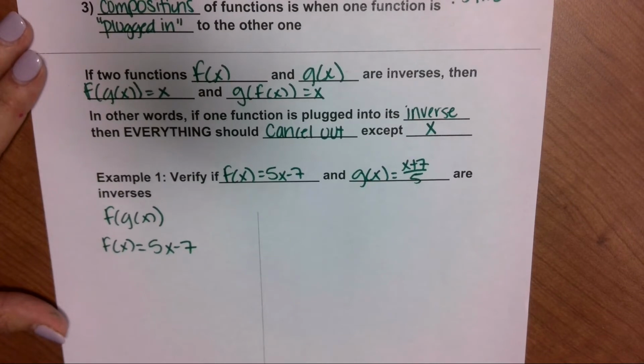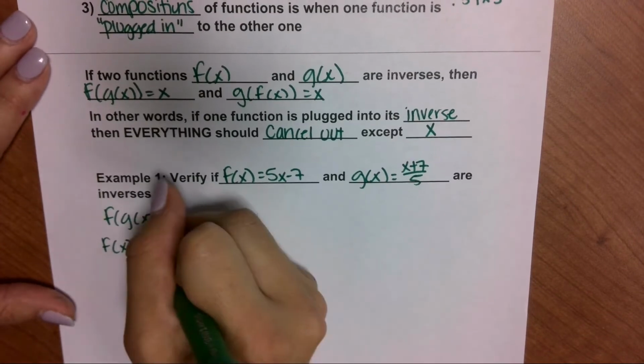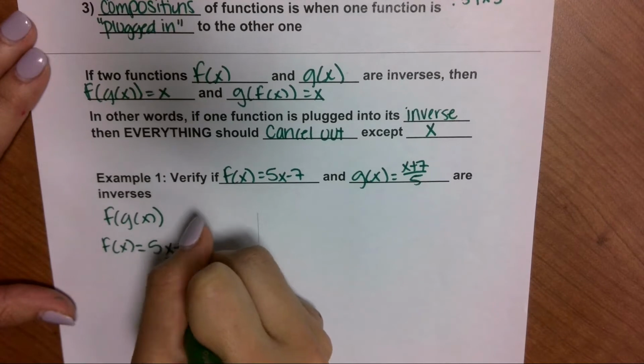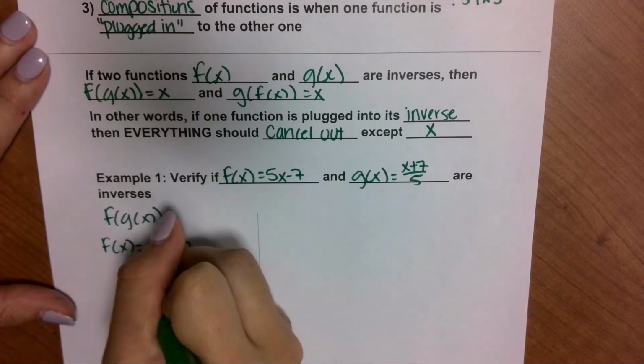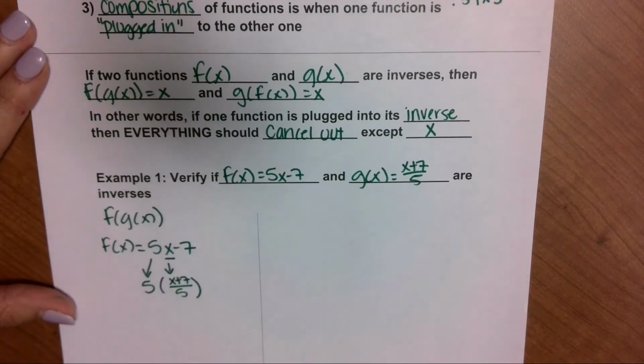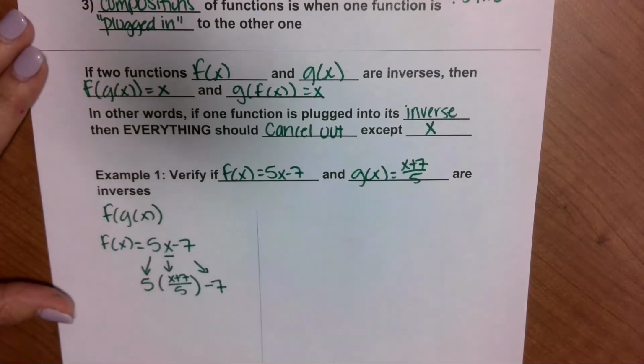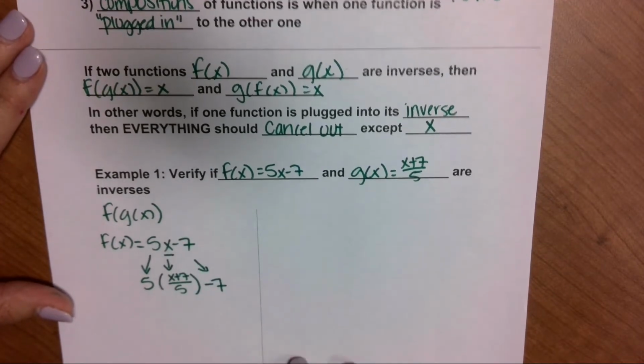And what am I going to replace in there? The x. What am I replacing the x with? With g, which is x plus 7 divided by 5. I'm carrying down my 5 to the front, and I'm carrying down my minus 7 to the back. I'm only drawing the arrows so that you can see where they're going.